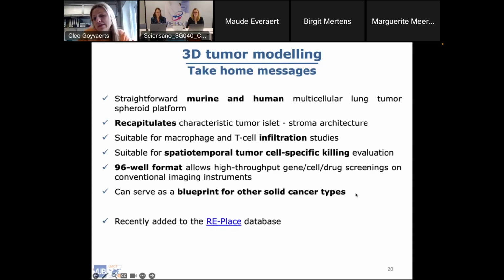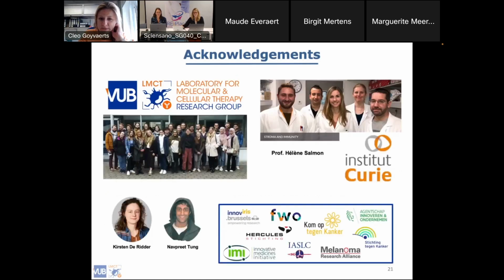And we, of course, used it in non-small cell lung cancer, but we do believe that this can also serve as a blueprint for other solid cancers. We already tested this for melanoma, giving us also nice results. And of course, this technique was added to the replace database. So please feel free to go and visit this database if you want to have more information about the model.